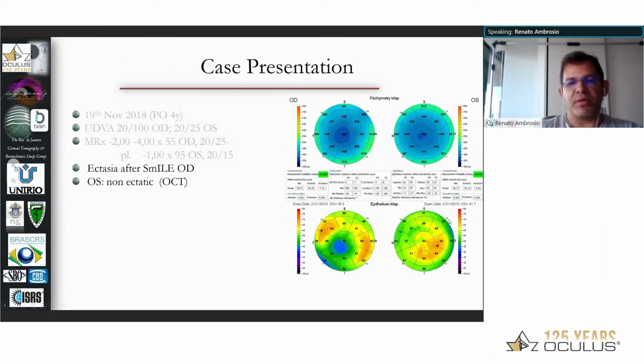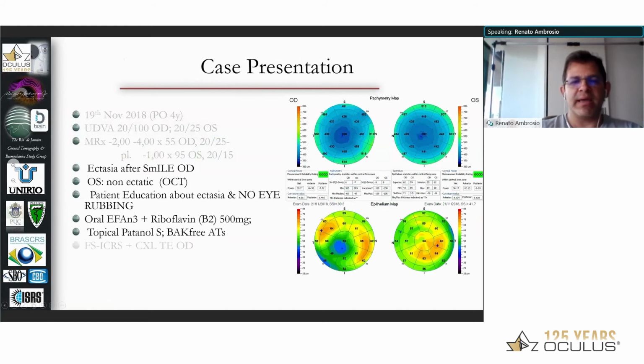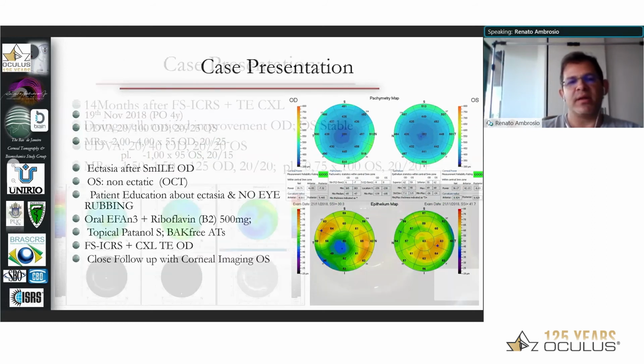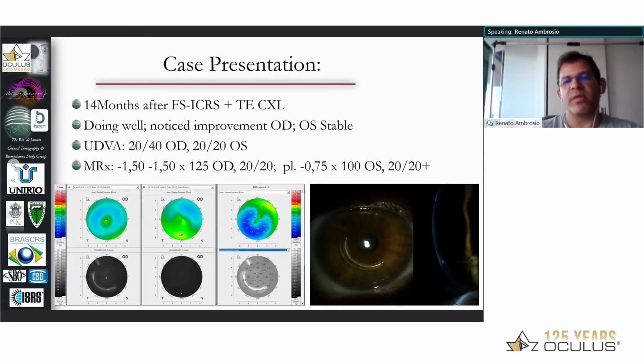In the left eye, epithelial thickness is very handy for that. The patient was advised not to rub the eye, and the treatment was properly done with a corneal ring along with a transepithelial cross-linking, and she did very well.